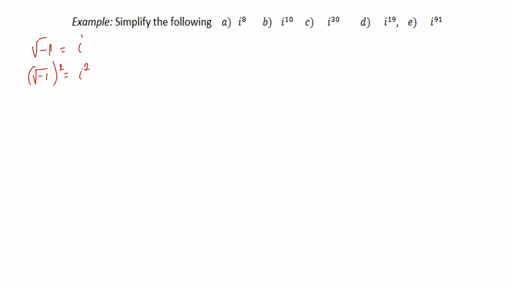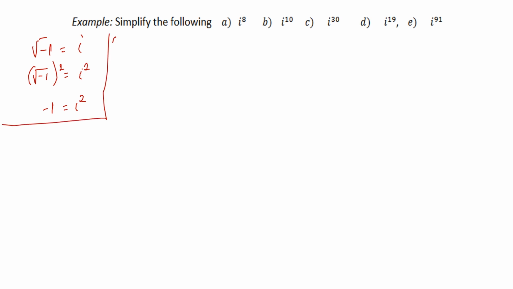Is going to be minus 1, which is equal to what? I squared. So we know that i squared is equal to minus 1, and the square root of minus 1 is equal to what? i. It's as simple as that. Alright, let's solve this example. Let's put this one aside.